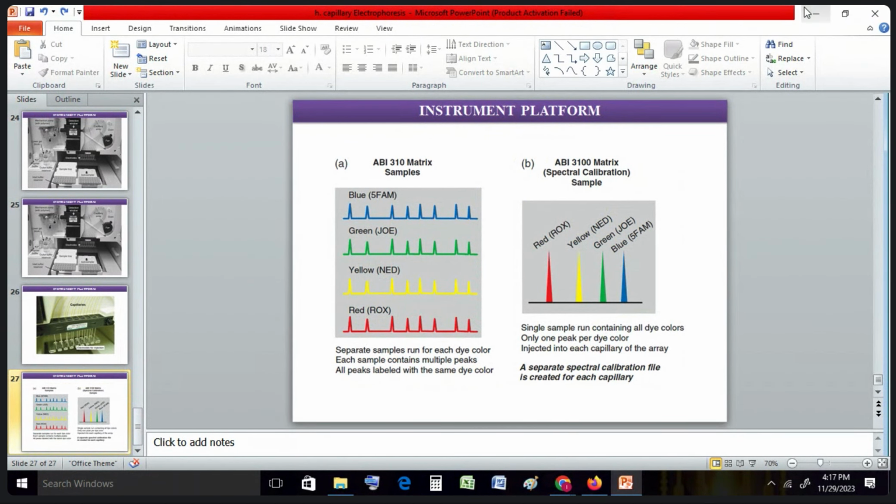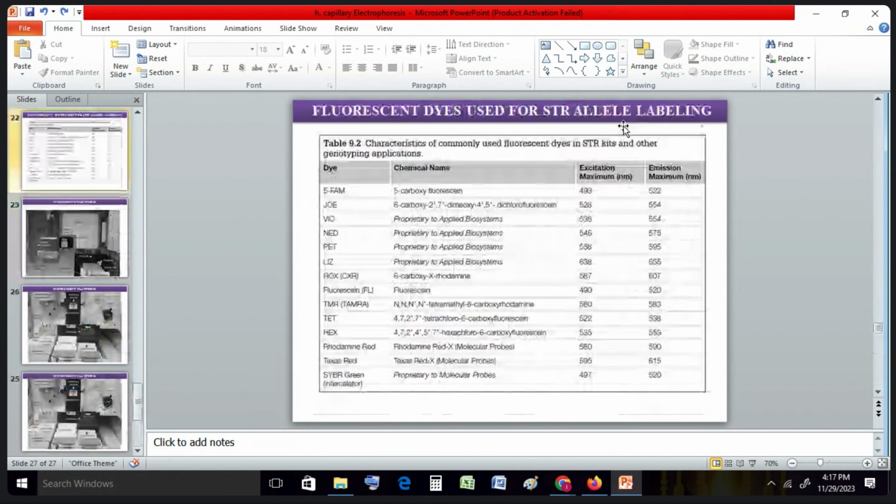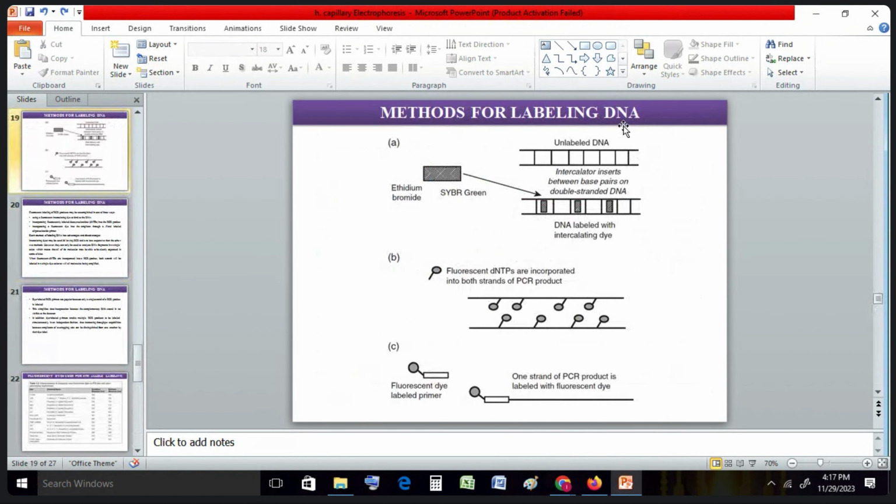Okay, here we end the capillary electrophoresis part. Any question about this electrophoresis protocols? Okay, no question.